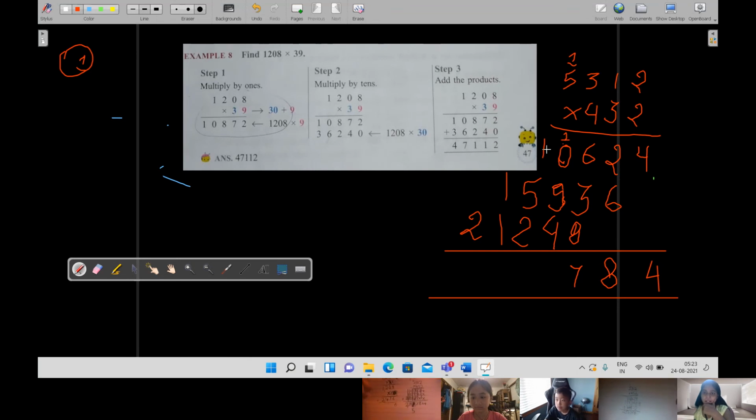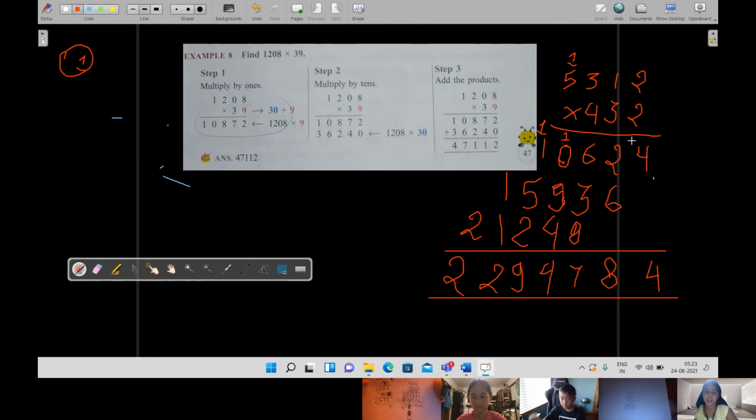You can see 9 plus 1 is 10. Yes or no? Yes. 10 plus 4 is 14. We have to write 4, not 14. 1 comes here. Yes or no? Yes. 1 plus 1 is 2. Okay. 2 plus 5 is 7. Yes. 7 plus 2 is 9. Okay, fine. That is 9. Now, 1 and 2. Yes or no? Yes. And 2. Now you understand?